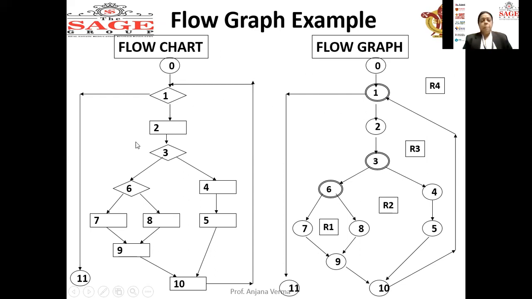After that, we make this flow graph with the help of nodes, predicate nodes and edges, and you can see here also regions. If your nodes make a closed circle, you can count this as region 1. 6, 7, 8, 9 has a closed circle, you can say region 1. 3, 6, 8, 9, 10, 5, 4 has region 2. 3, 4, 5, 10, 1, 2 has region 3. And after that, the outside area also counts as one region.